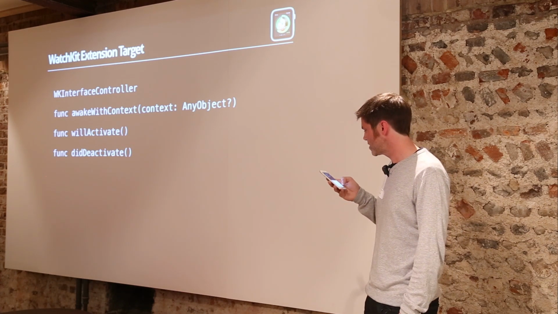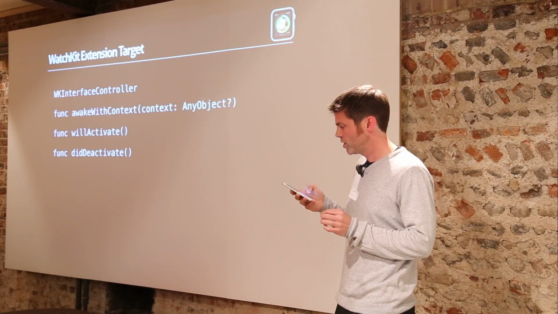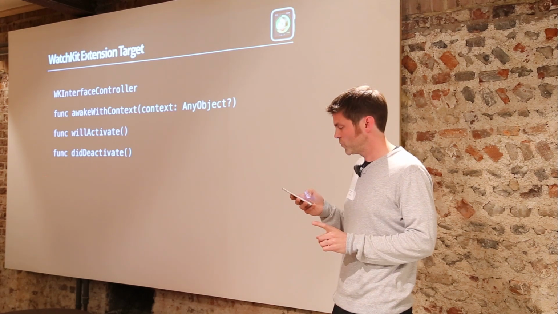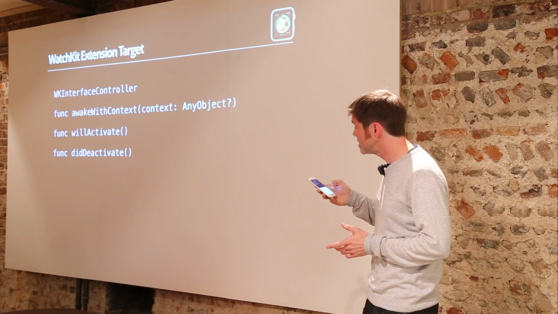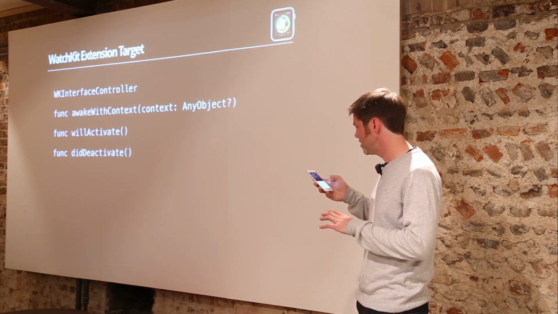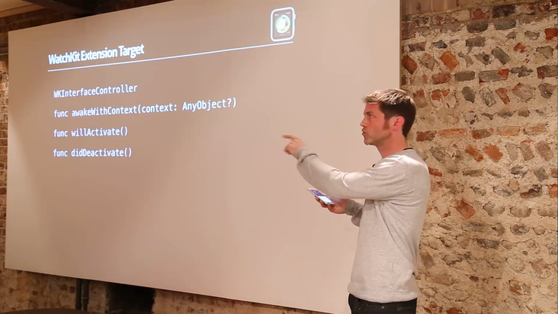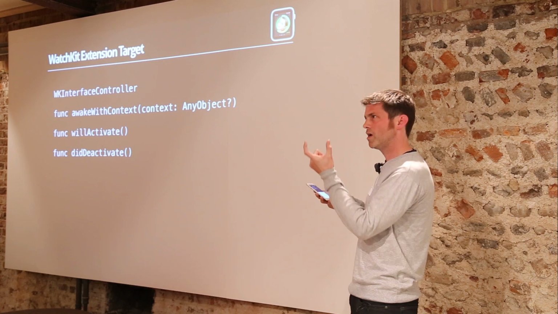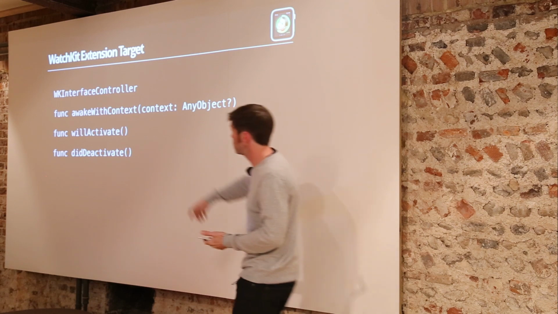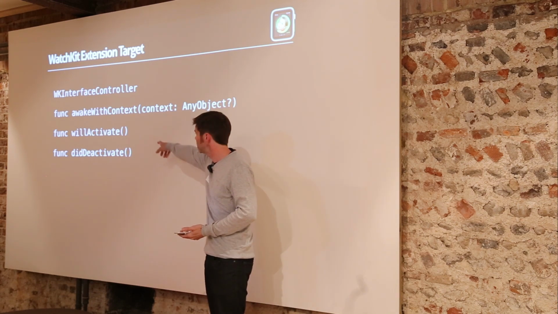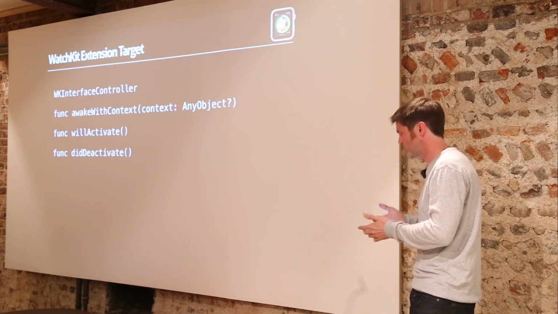Awake with context, that's where you initiate any properties for this View Controller. This method just gets called once for your View Controller when it's first instantiated. Will activate, did activate and did deactivate can be fired multiple times. So in the example with the page View Controller, each of those WK interface controllers, just before it appears on the screen, will activate is going to be fired, and just as it disappears. So it's like view will appear, view did disappear.